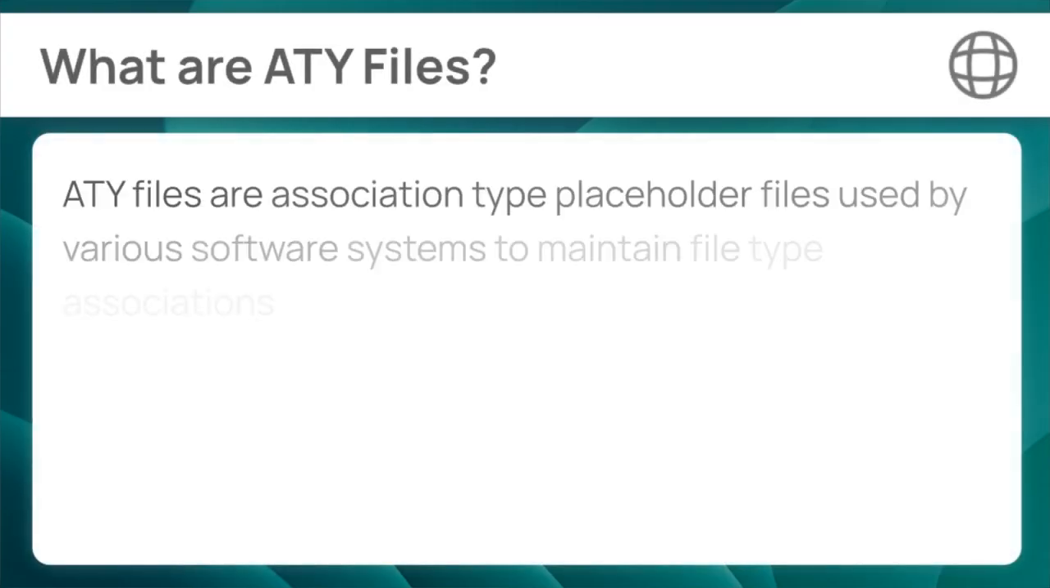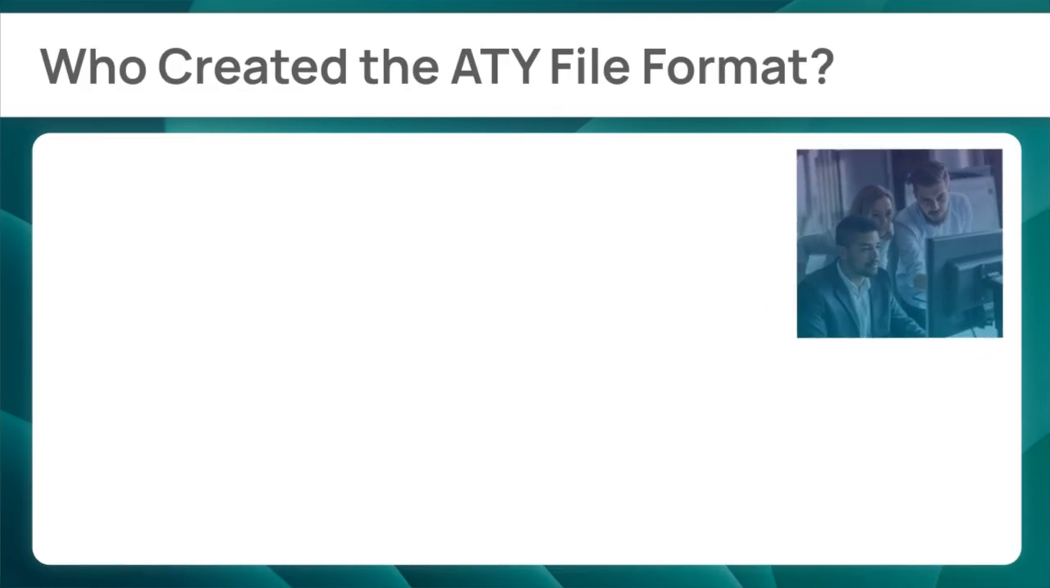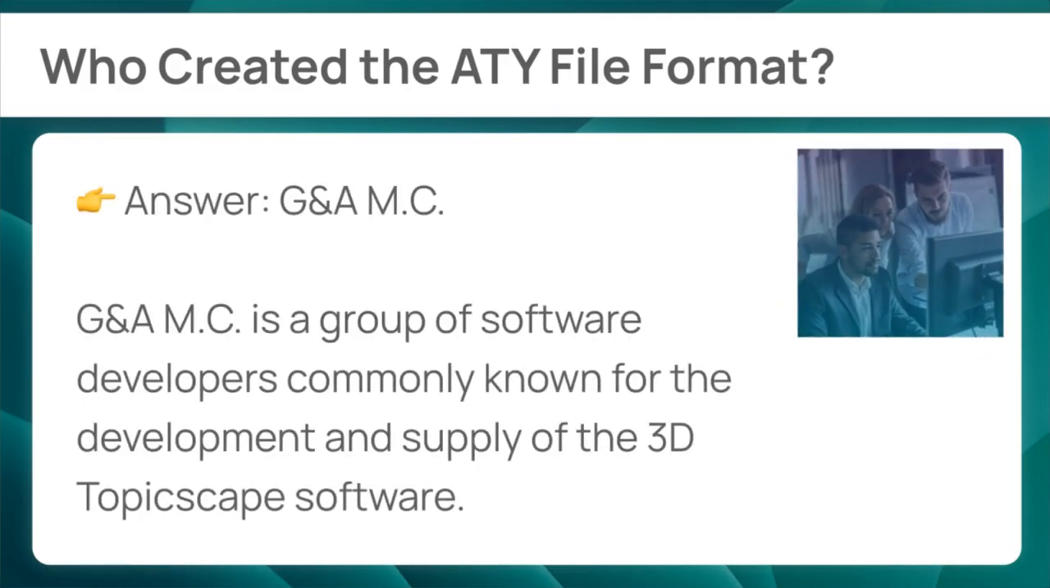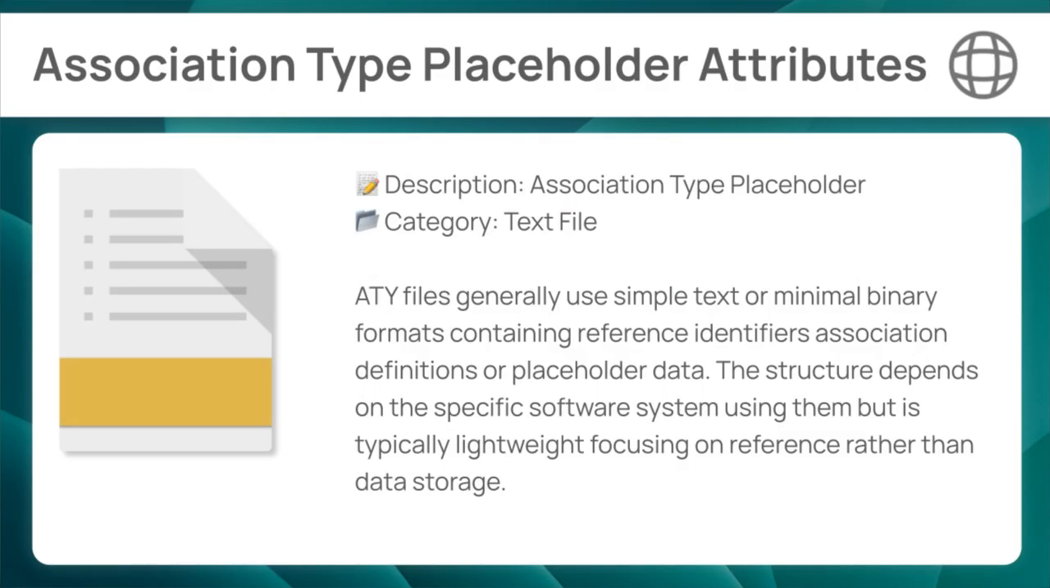ATY files are association type placeholder files used by various software systems to maintain file type associations or define data type relationships. They typically contain minimal data serving as markers or references rather than substantial content used in Windows file associations or application configurations. ATY files generally use simple text or minimal binary formats containing reference identifiers, association definitions, or placeholder data. The structure depends on the specific software system using them, but is typically lightweight, focusing on reference rather than data storage.